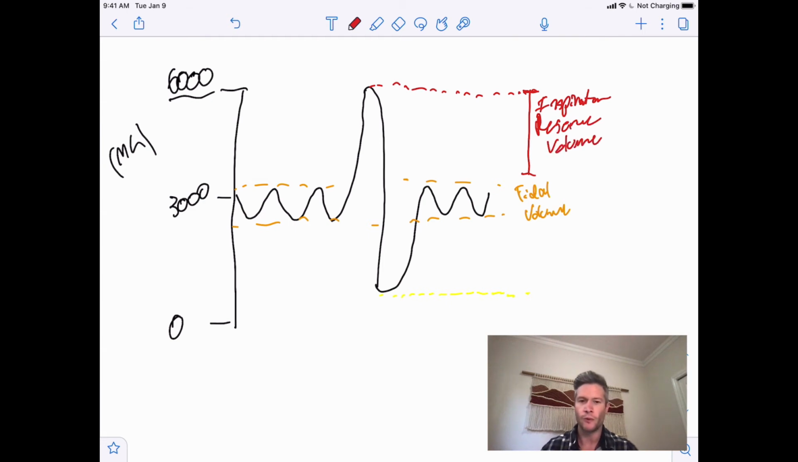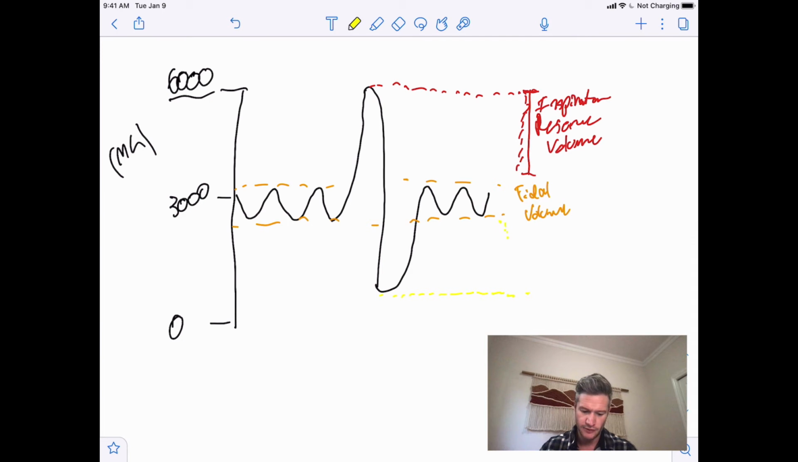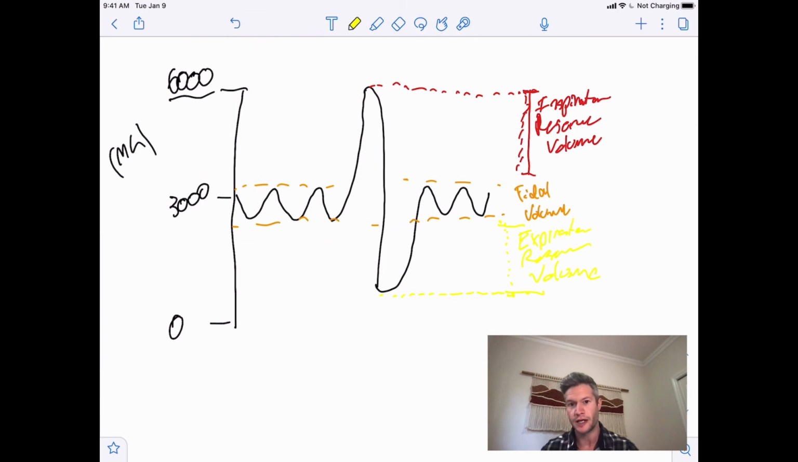Now, if you just think about the wording, inspiration or inspiratory, so how much you breathe in, reserve, you can think of it as the reserve between tidal volume and what potentially is reserved for inhaling. And that's a volume, of course. And then on the other side, between the tidal volume and there is, of course, the expiratory reserve volume. Okay. And again, as the name suggests, as you breathe out, that's on the other side, right?